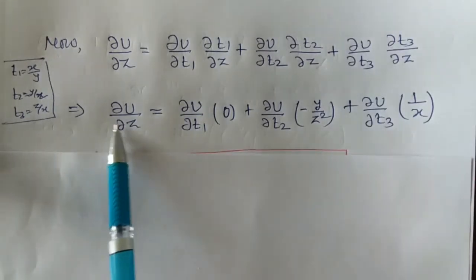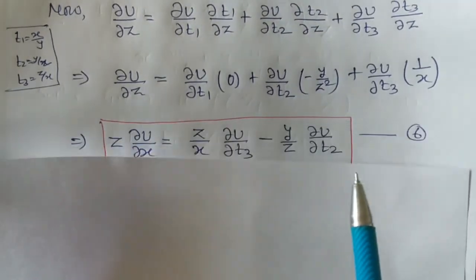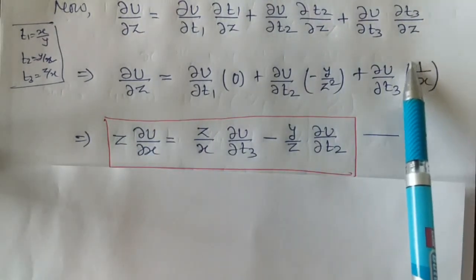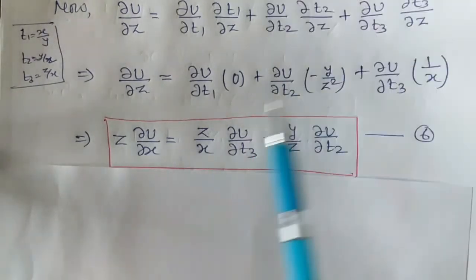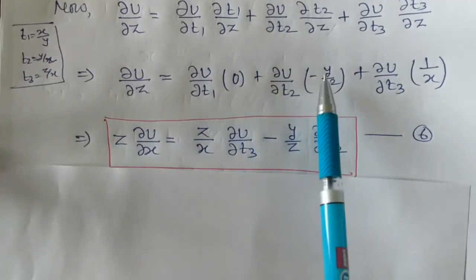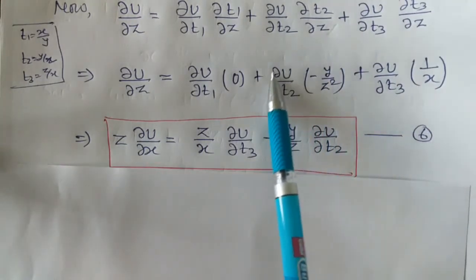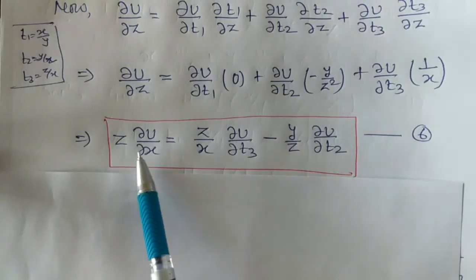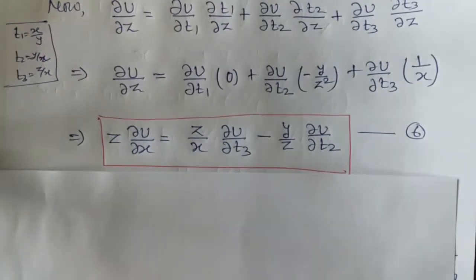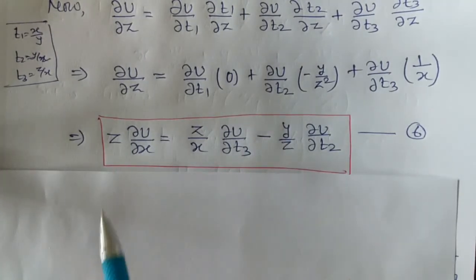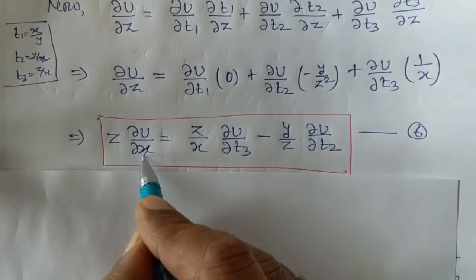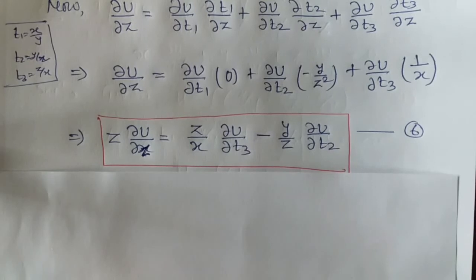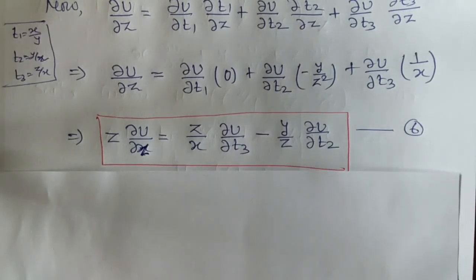Now we multiply this expression by z, then we get z del u by del z is equal to, here we get z by x into del u by del t3, and from here we get minus y by z into del u by del t2. So this is the value of z into del u by del z. Now we require the sum of x del u by del x plus y del u by del y plus z del u by del z.